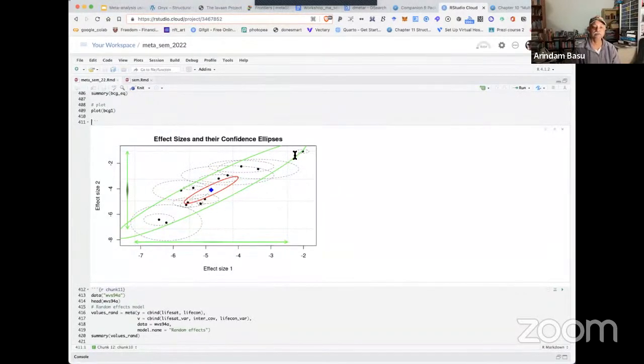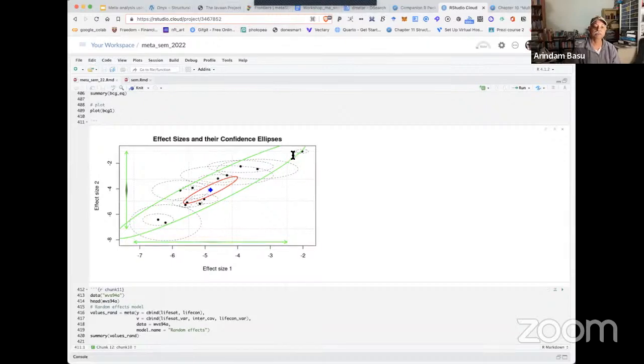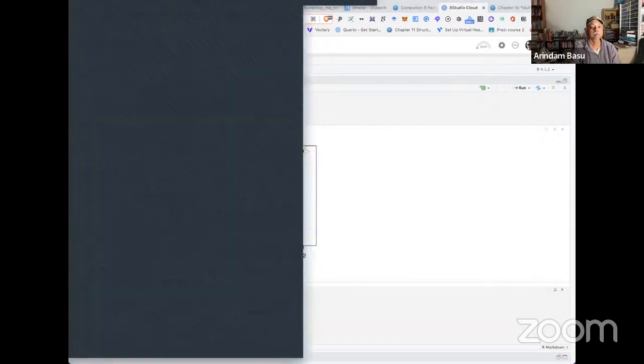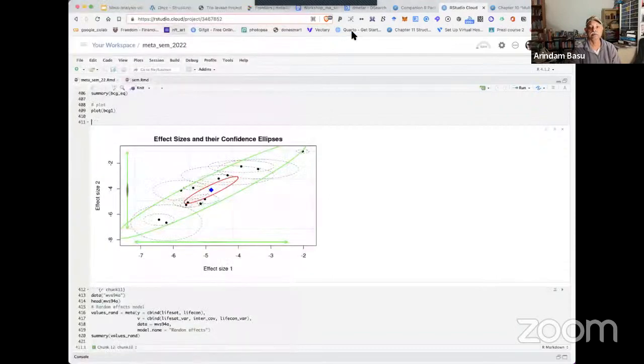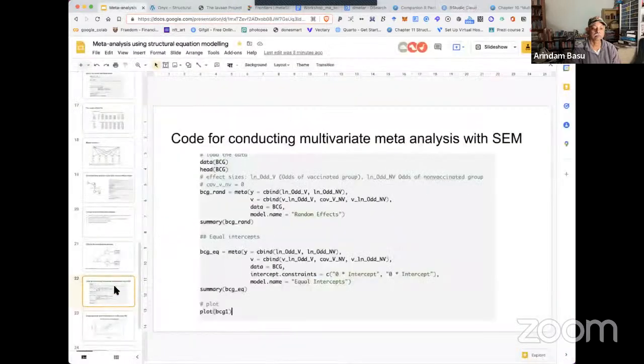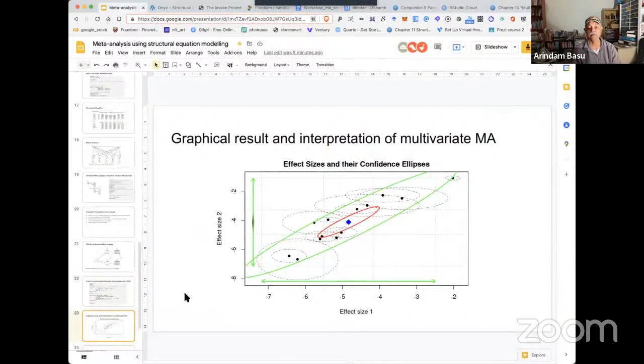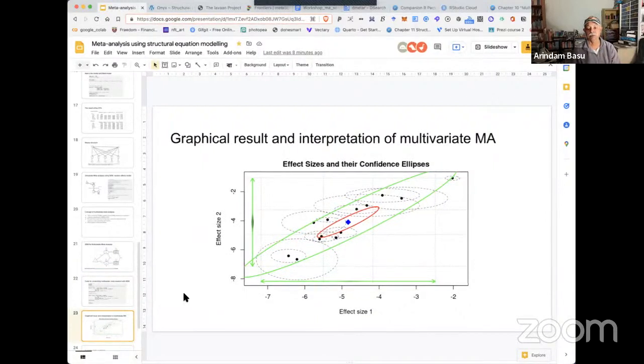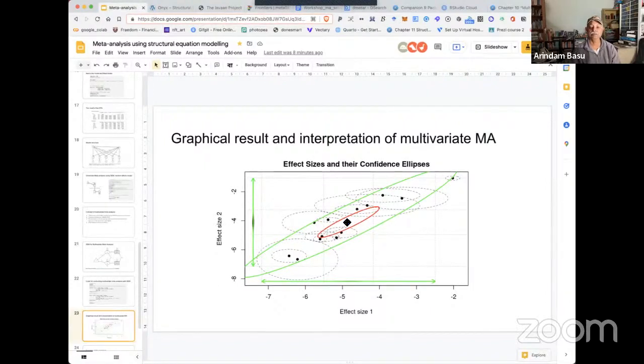Now, the advantage of this over univariate meta-analysis is clearly apparent, because now you know what is the correlation between these two effects, positive or negative, or in which direction they are moving. So here, for example, you can see the two effect sizes, the joint effect sizes of these two, in the center diamond that is being reported.